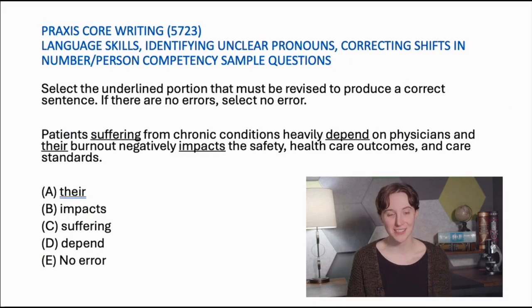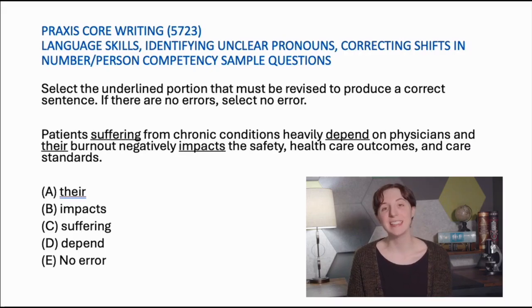Ready for the next question? Select the underlined portion that must be revised to produce a correct sentence. If there are no errors, select no error. Patients suffering from chronic conditions heavily depend on physicians, and their burnout negatively impacts the safety, healthcare outcomes, and care standards. A, their. B, impacts. C, suffering. D, depend. Or E, no error.